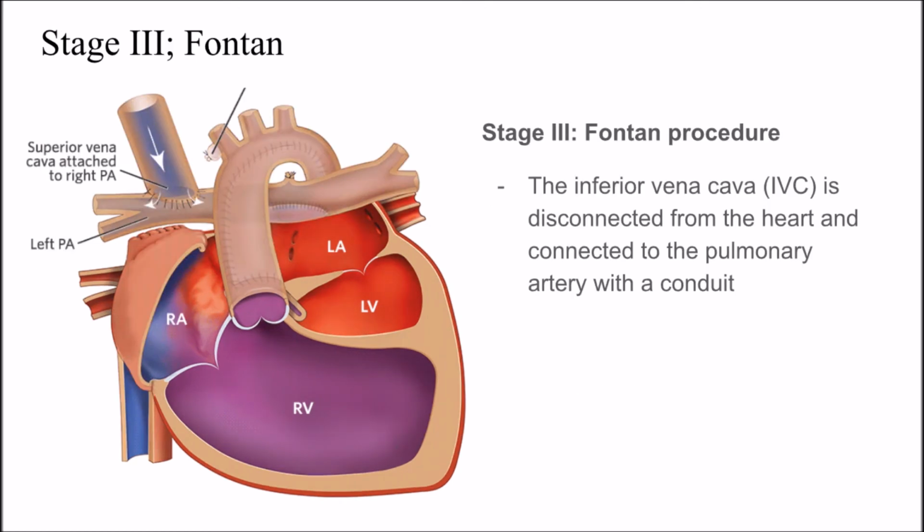In stage 3, the Fontan procedure, typically performed at 18 to 36 months, the inferior vena cava is disconnected from the heart and connected to the pulmonary artery. This is done either via an artificial tube or via connecting the inlets of the inferior and superior vena cava in the right atrium. 50 to 70% of patients who have gone through all 3 stages of palliation live to the age of 5 years.